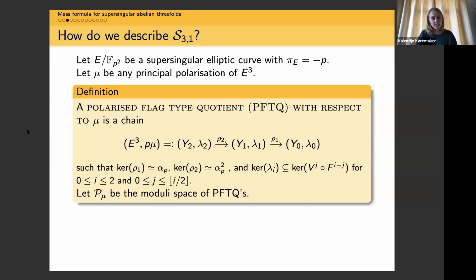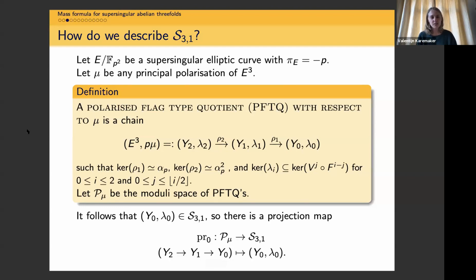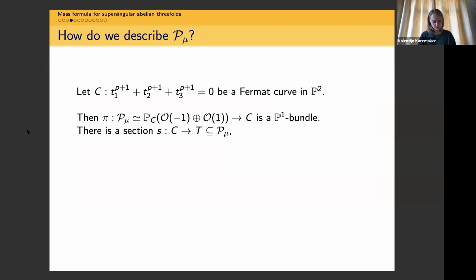And by these technical assumptions, we see that (Y_0, λ_0) is in fact principally polarized. So it's in S_{3,1}. So there's a projection map that goes from this space P_μ to S_{3,1} by sending this whole PFTQ to its last entry. This map is surjective and generically finite, and you can say that this P_μ sort of approximates a geometrically irreducible component of S_{3,1}. Okay, so then we sort of translated our problem into understanding this P_μ a bit better. So how do we describe P_μ?